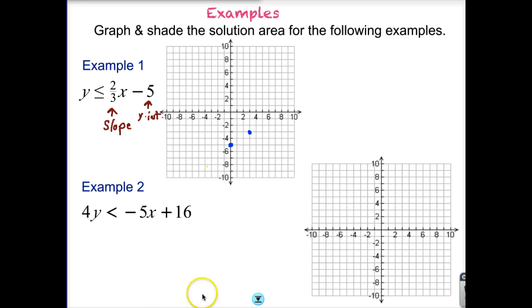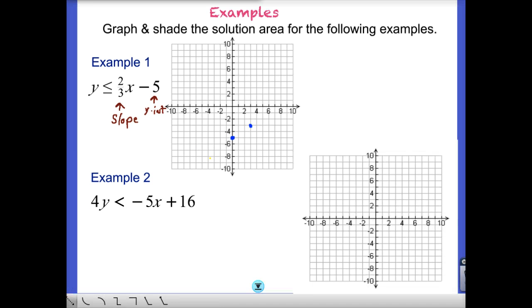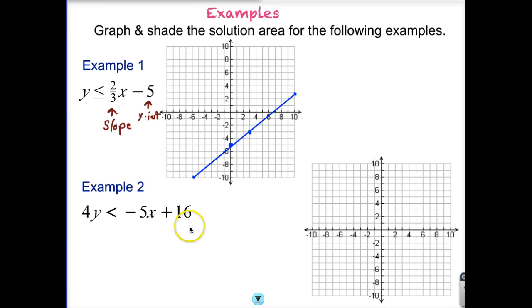So now I'm ready to draw my line. And I just need to think to myself, is this going to be a solid line or is it going to be a dashed line? Because it's a less than or equal to, remember that or equal to on the bottom, it means that I will be drawing a solid line through my 2 points. Okay, and again, this is a boundary line separating the coordinate plane into 2 equal parts. Well, not necessarily equal, but 2 parts.